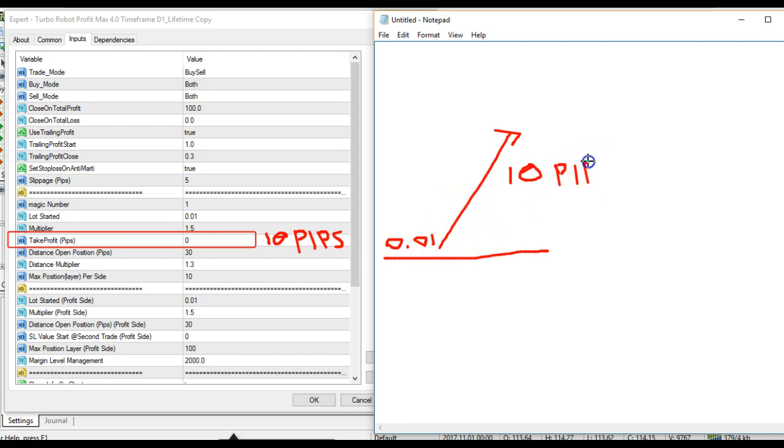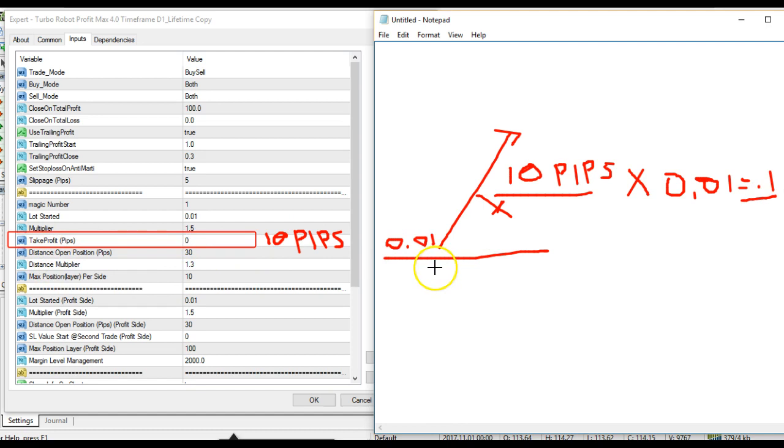So once the market hits this value, 10 pips, it will be closed directly. So you are profiting about 10 pips. What it means by 10 pips is you multiply 10 by 0.01, so it's equivalent to $0.1. Sorry, my writing is not so good. All right, so this is your profit level here, that is for that take profit.